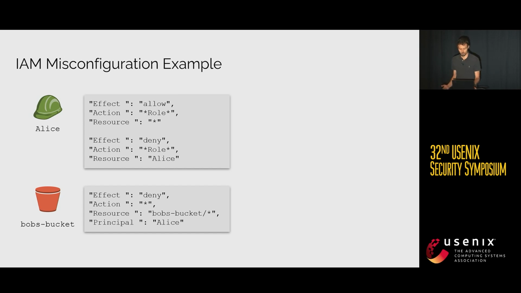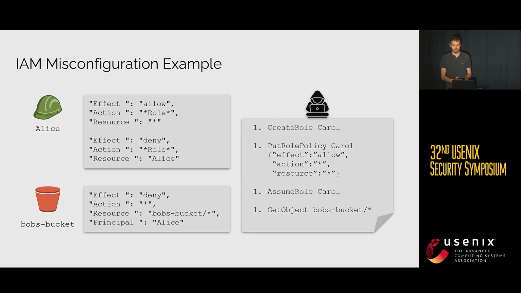So I want to ask, how can Alice nevertheless be able to exploit this configuration and read from Bob's bucket? So Alice can do as follows. She can create a new role with a different name, for example, Carol. Then she can use the put role policy action to make Carol super permissive and in particular be able to read from Bob's bucket. Then Alice switches to the new role by doing assume role. And from the new role, she can read any object from Bob's bucket. And observe that this attack involved only documented AWS API, and it still resulted in a privilege escalation. So the vulnerability here is in the IAM configuration and not in AWS.